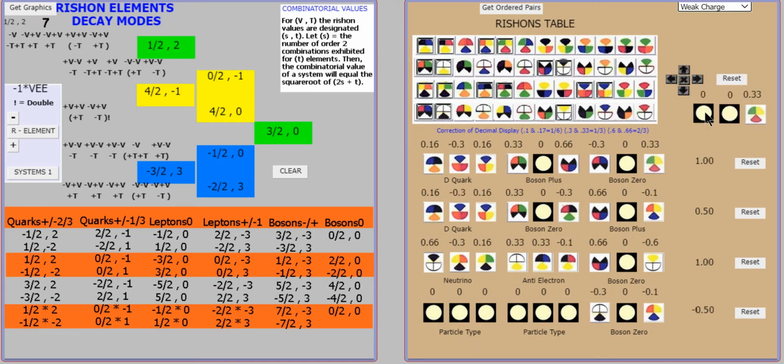Let's look at weak charge. The total weak charge on the boson plus was 1/2. Now we have a weak charge on the left-handed neutrino of +1/2, which is what is indicated by the standard model. And on the anti-electron, we also have +1/2, also indicated by the standard model.